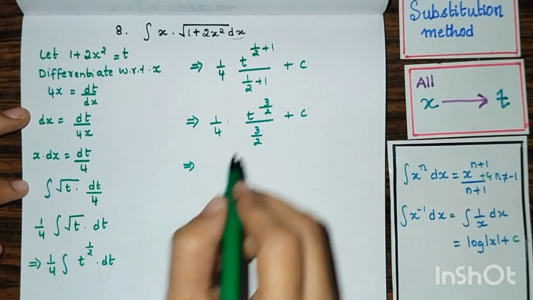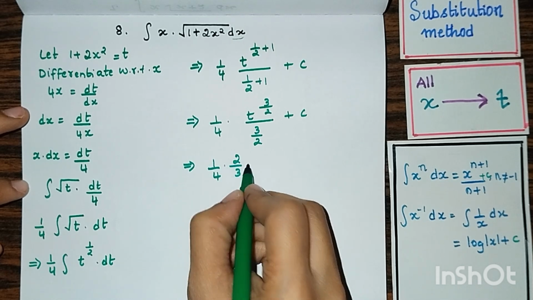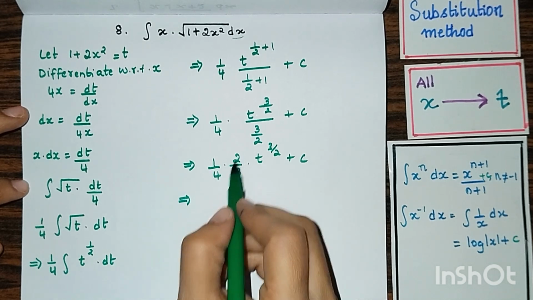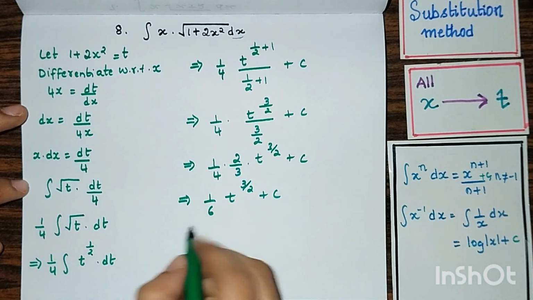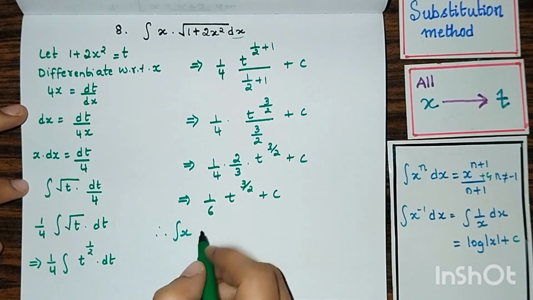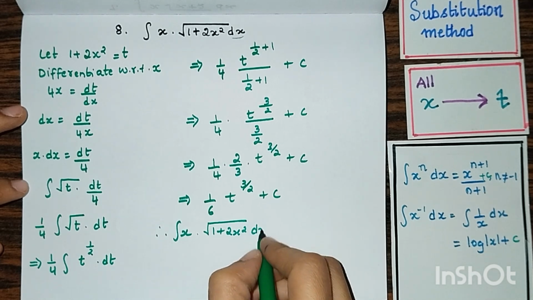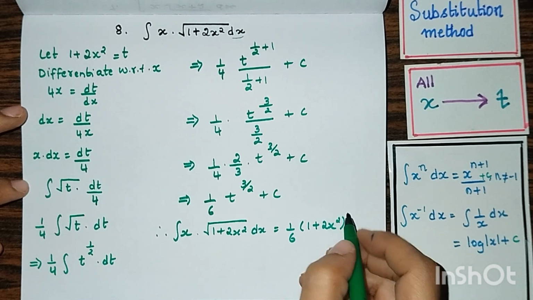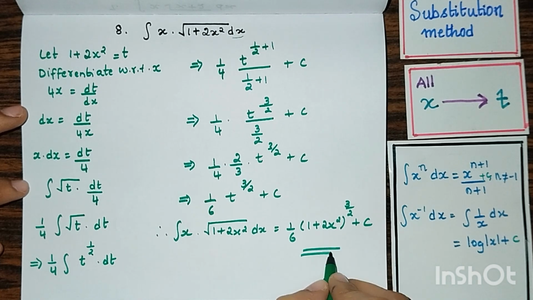So this implies 1 by 4 into t to the power 3 by 2 divided by 3 by 2 plus c. Now again this is in the complex fraction form. So 1 by 4 into 2 by 3 into t to the power 3 by 2 plus c. Now this implies, so 2 times 1, 2 times 2. So you will get 1 by 6 t to the power 3 by 2 plus c. So therefore, now we will write t equal to 1 plus 2x square. So integral of x into square root of 1 plus 2x square with respect to x is equal to 1 by 6 into 1 plus 2x square to the power 3 by 2 plus constant of integration. So this is the required integral.